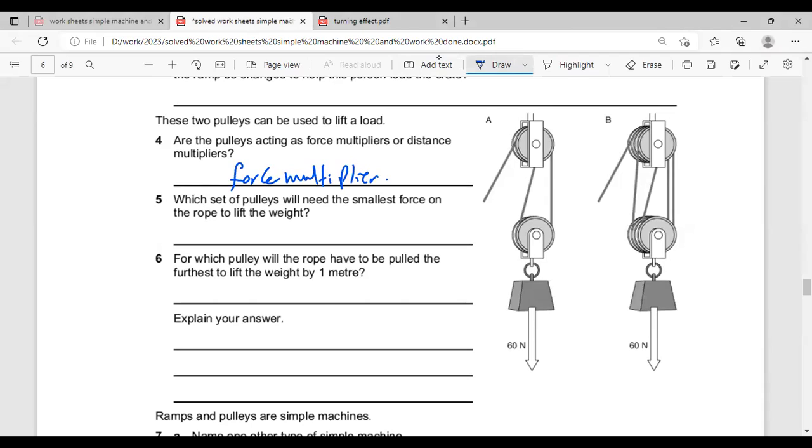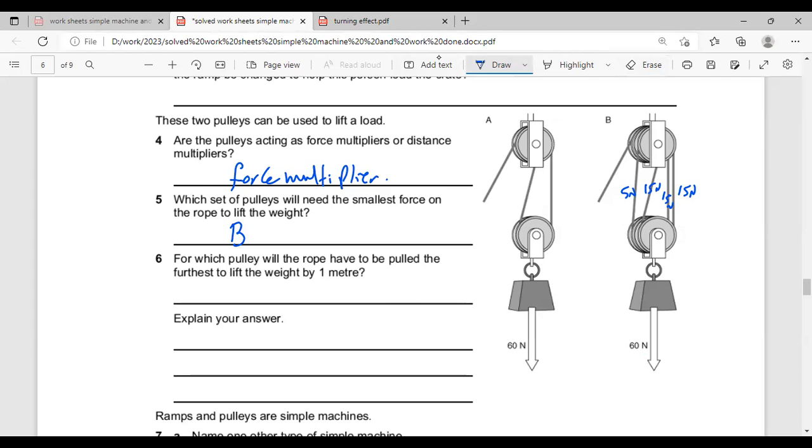Of course, it's clear that system B will need the smallest force, because here this is 60 Newton. So the 60 Newton will be divided among 4 ropes, so each rope will have 15 Newton. Here 15 Newton, here 15 Newton, here also 15 Newton. So which one? It will be B.